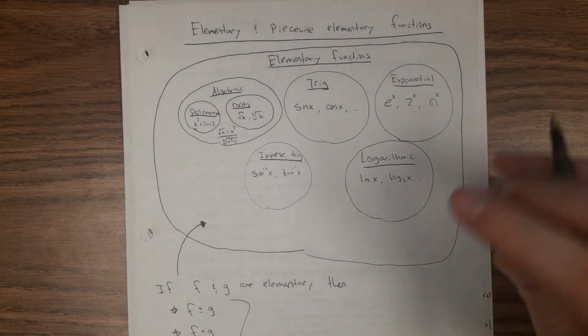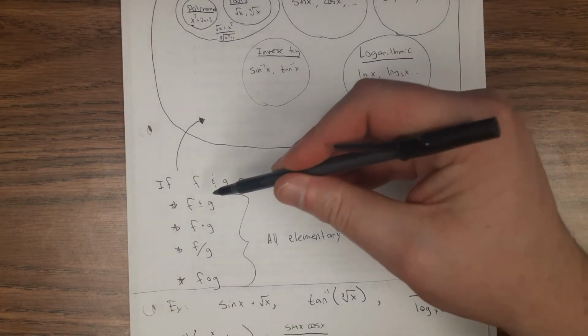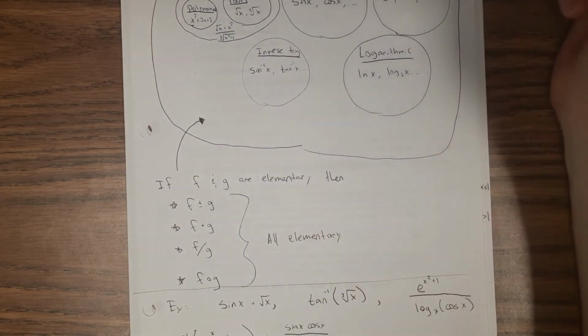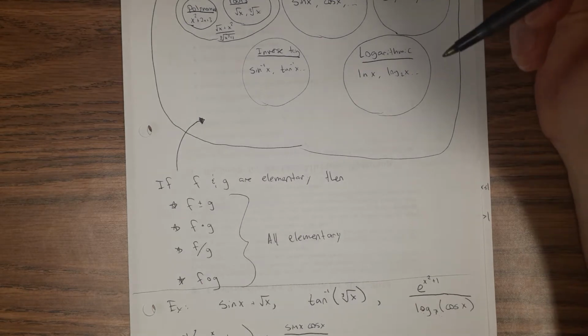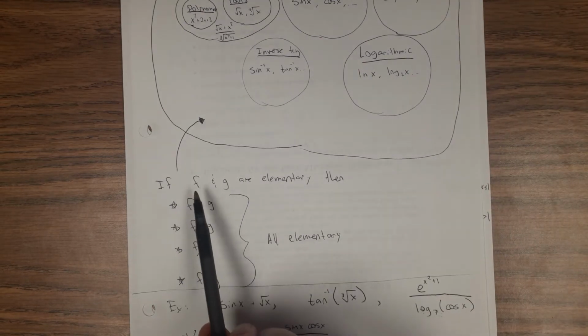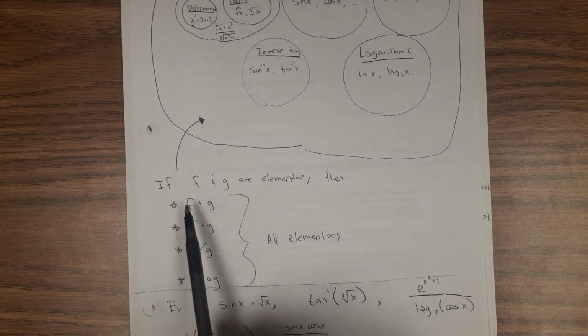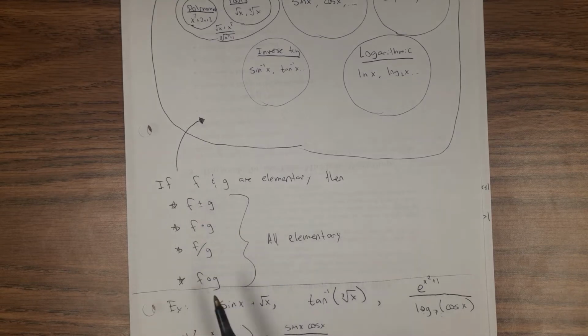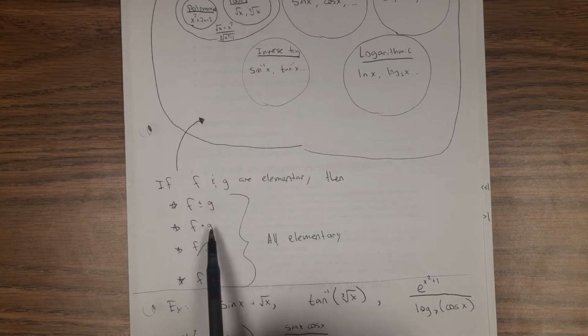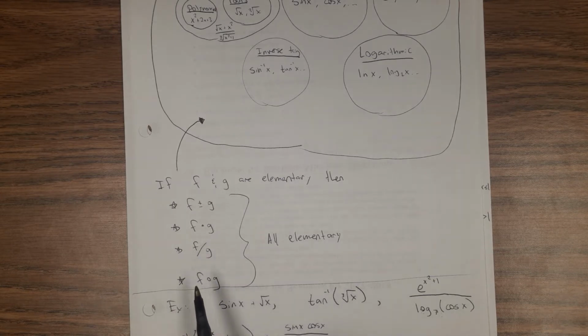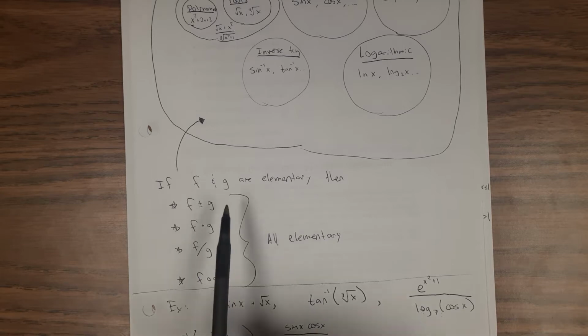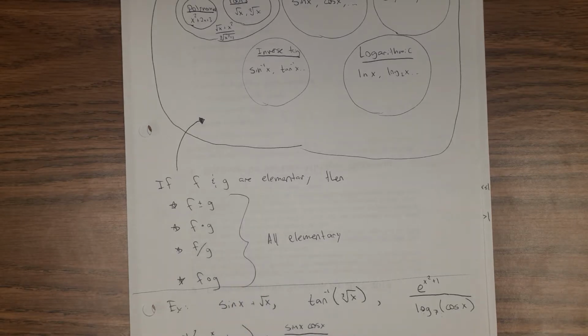Down here I have some ways that you can combine elementary functions to make new elementary functions. Like if I can take two elementary functions and add them together, and that's considered elementary, or subtract them. I can multiply them together, I can divide them, I can do f of g of x or g of f of x, or function composition, and these are all considered elementary functions.